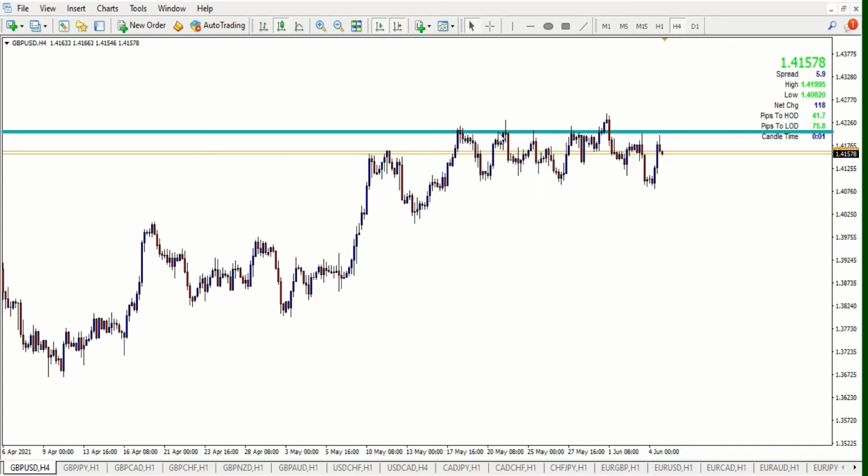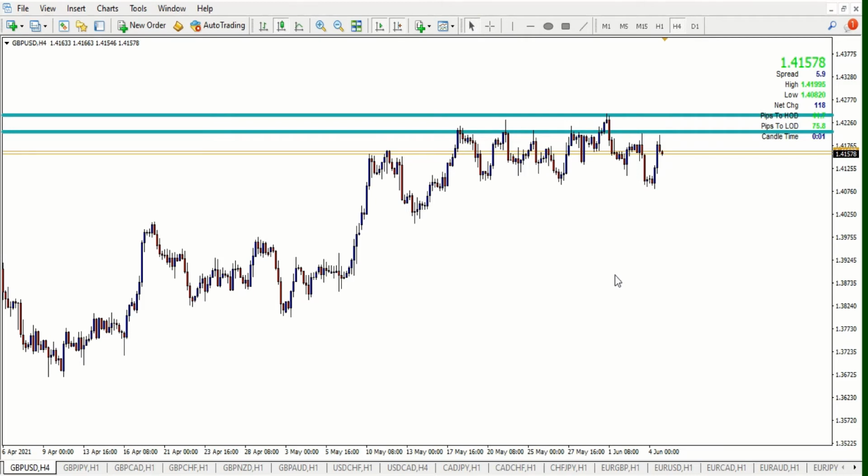It's got 1 touch, 2 touch, 3 touch, 4 touch. However, it also broke through, took out the stops, and then came right back down here. Okay, so I would also account for this little stop hunt over there.